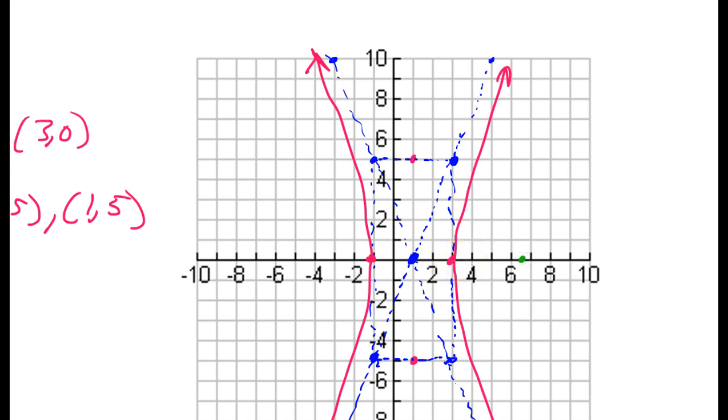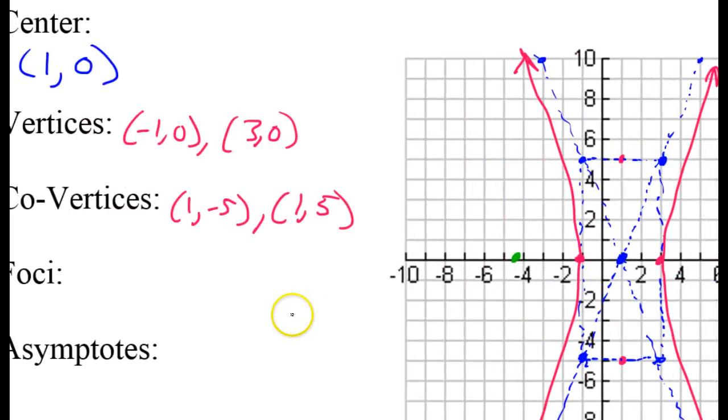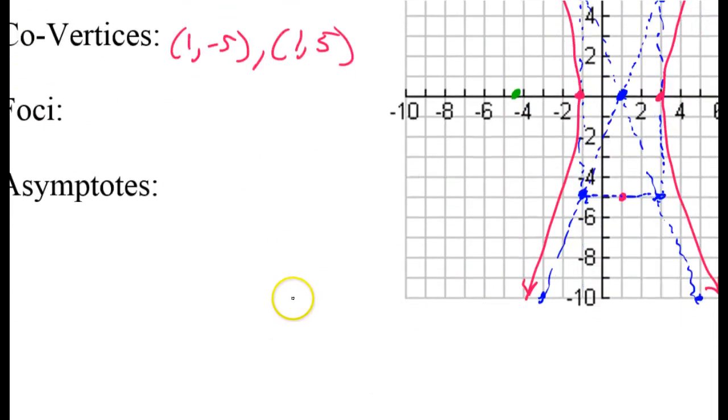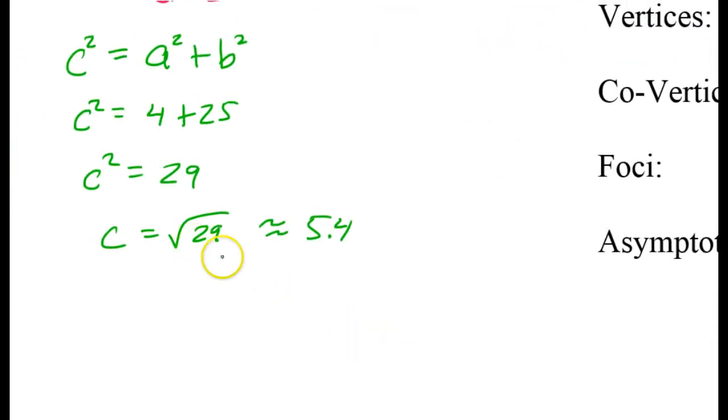I went too far. Okay, so from the center, this is 2, 4, 5. No, I was right the first time. Okay, so from the center, there's 2, 4, 5, and then 5.4. So the foci would be about here. Now, when I label these, I can't use the decimal like that. I'm going to have to use the radical 29 version of this.